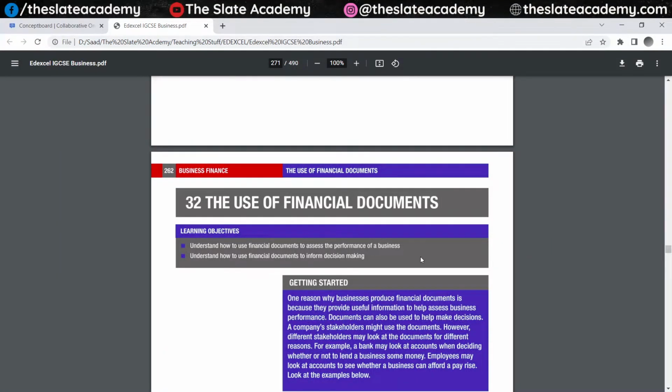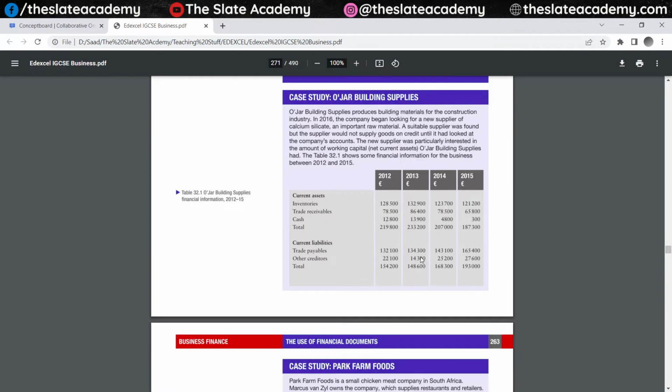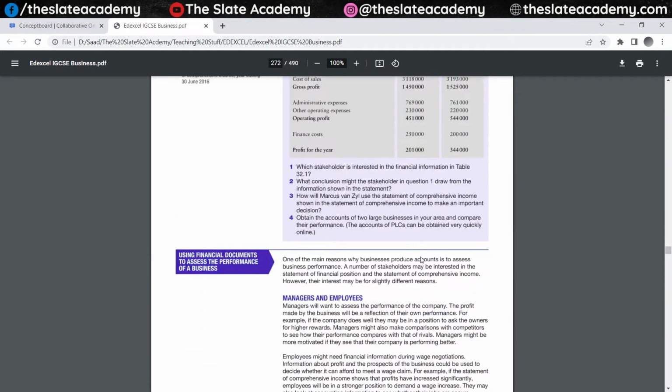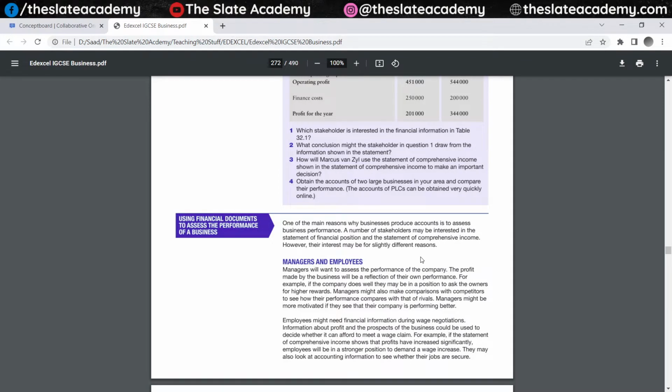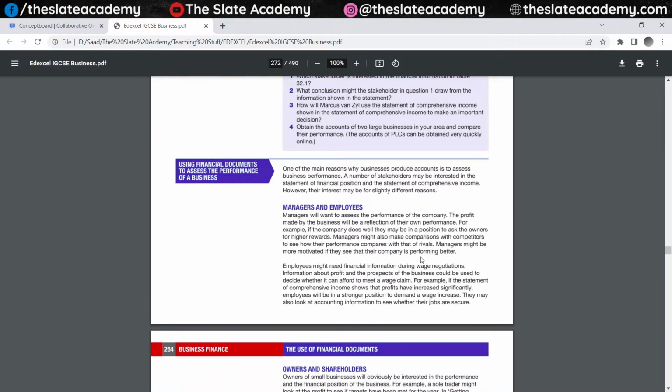All right, sir. Use of financial documents, case study, park forms, managers and employees. So the financial documents that we have studied, it's a crossover of two topics: the topic of the stakeholders in a business, and secondly the topic of financial information, the financial statements that a business prepares. What we are going to cover in this topic is how these different groups of stakeholders in a business use the financial statements of a business.